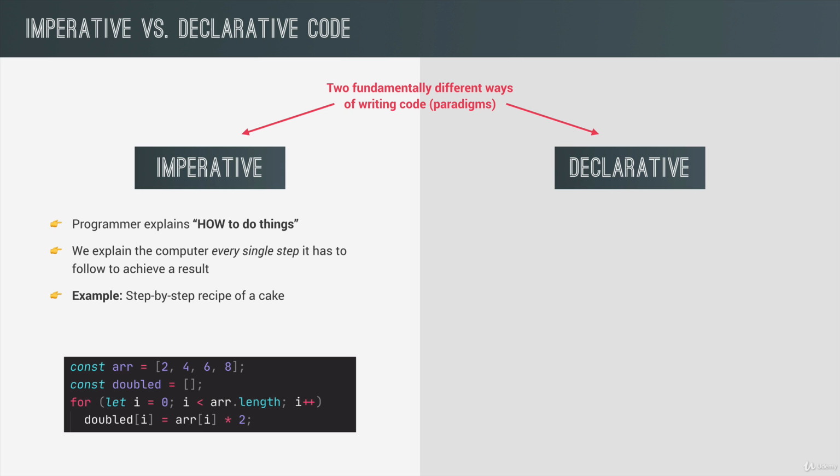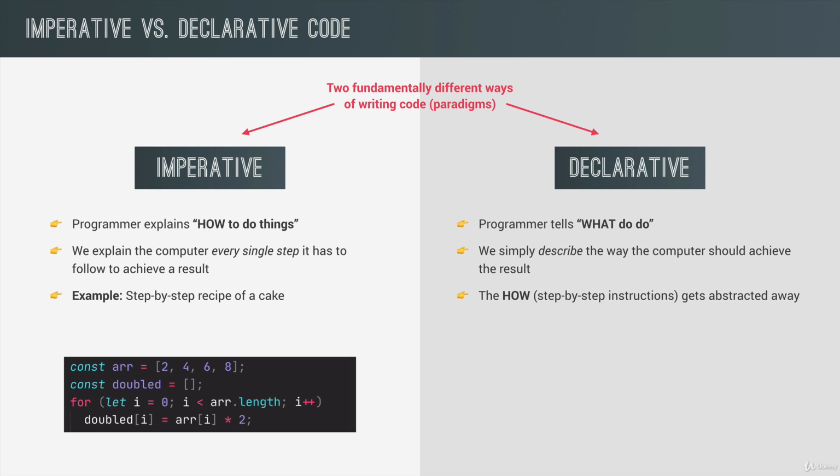Okay, so that's imperative programming, but on the other hand, we also have declarative programming, where the programmer tells the computer only what to do. When we write declarative code, we simply describe the result that the computer should achieve. But how it should do it, so basically the step-by-step instructions, gets abstracted away. So we do not care about them.